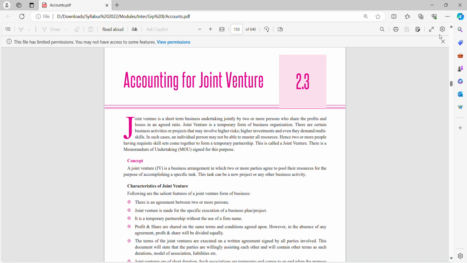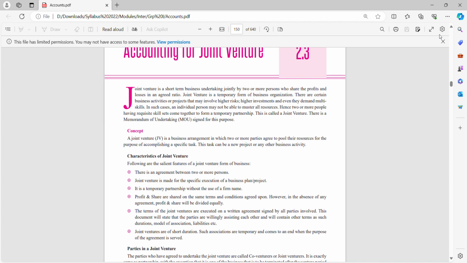Now, characteristics of joint venture. Again, theory of joint venture is very important. In the form of objectives, one word, one line answers can be asked, and long answers can be expected. Following are the salient features of joint venture as a form of business.